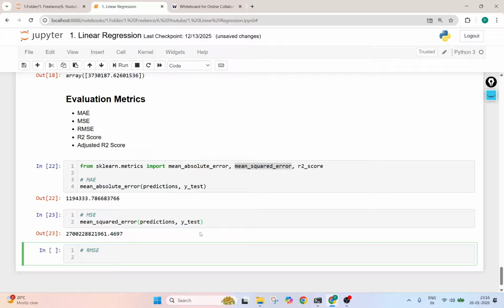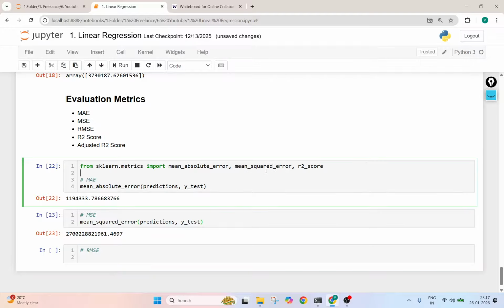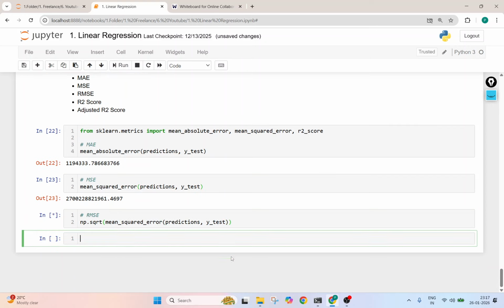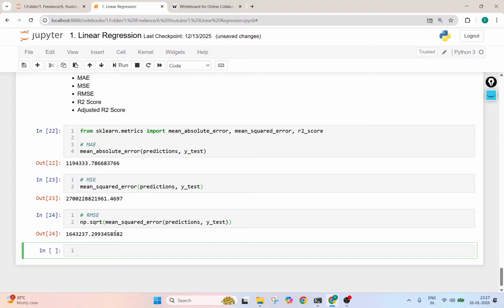Now, RMSE actually doesn't exist, right? If you can see, I've also not imported anything called RMSE. So what we need to do is find the square root of mean squared error. So what I'll say is np dot square root of mean squared error. So simply the square root version of it. So these are my errors, which is not very good. I mean, it has a huge amount of error, which looks pretty bad.